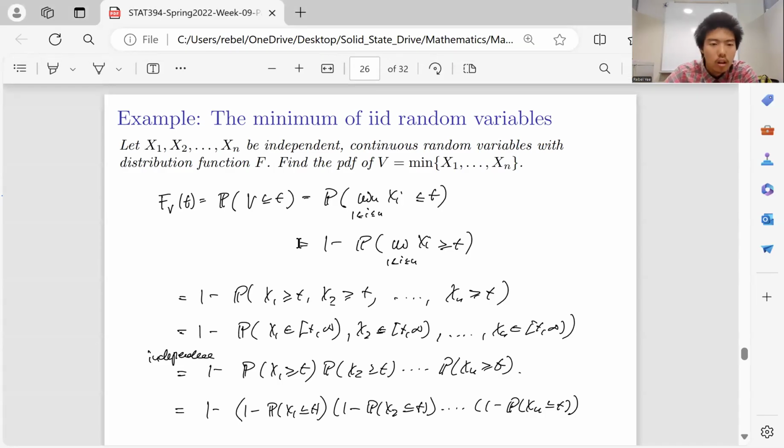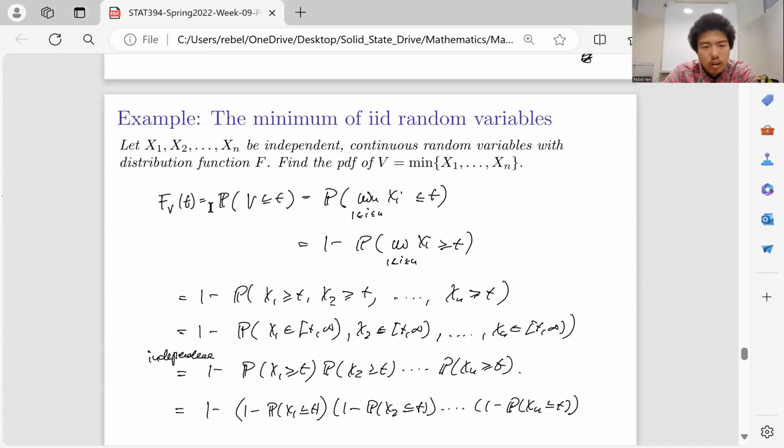Okay. So let's figure out its PDF. So the first step, we'll do the CDF, because the CDF is always easier to discover. We can just do the probability of being smaller than or equal to some fixed value to figure it out.